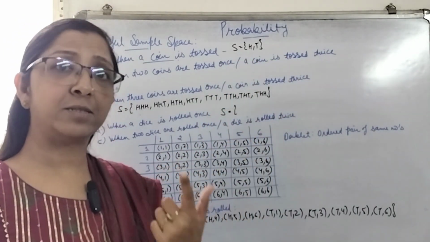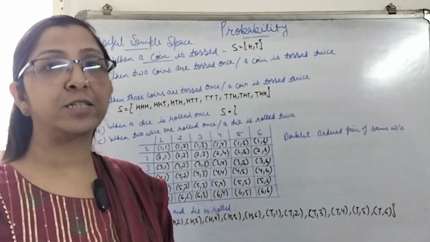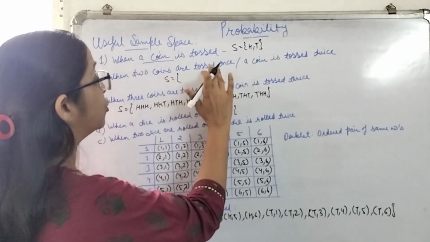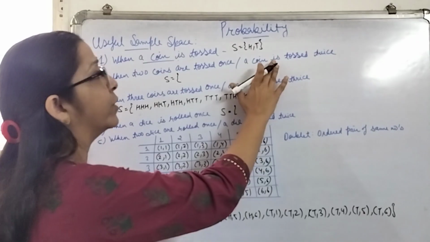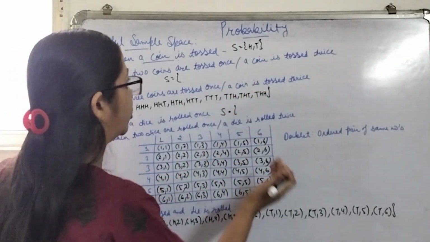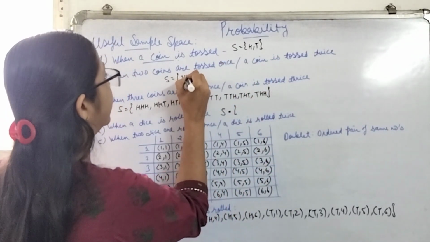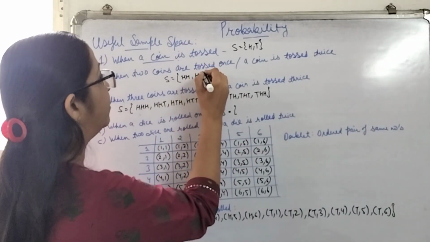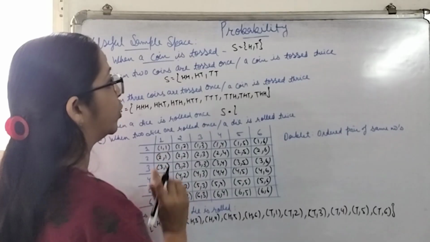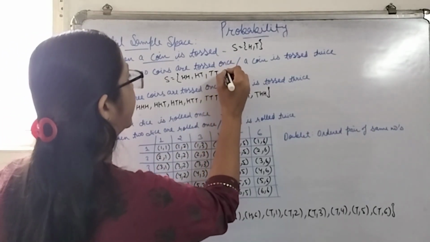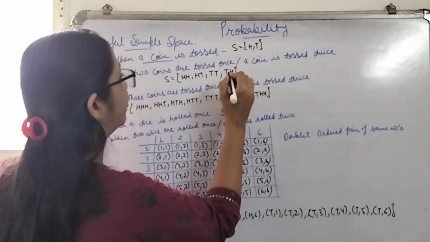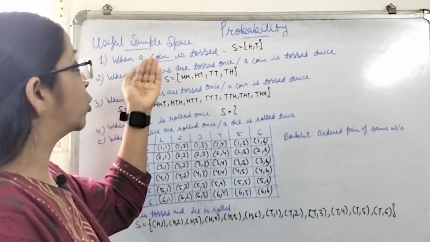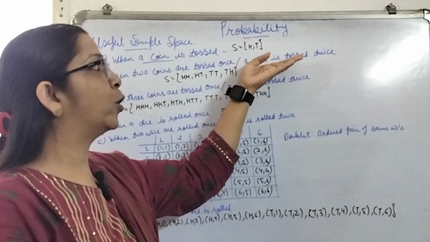Otherwise we have taken a single coin and we are tossing it twice. So what will be the sample space? What will be the outcomes? Either 2 coins are there, or 1 coin is there which we have tossed twice. So outcomes will be either both heads, or first head and second tail, or both tails, or first tail and second head. So these 4 will be the possible outcomes when either 2 coins are tossed once or a coin is tossed twice.